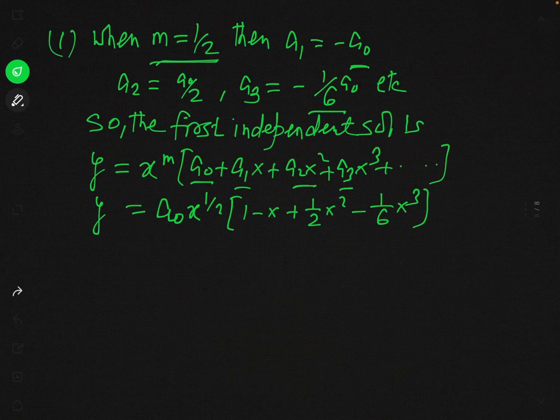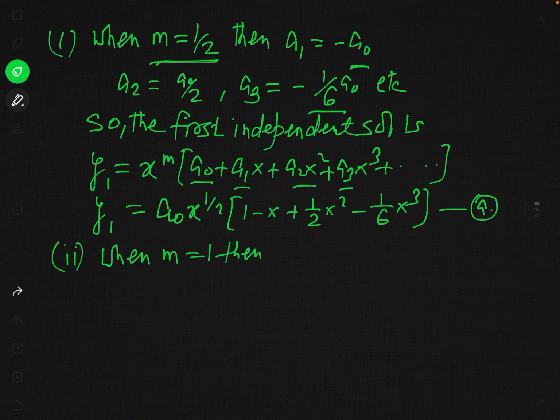So this is the first independent solution and we write this first solution as y1, for convenience. Now to get the second independent solution, we will substitute the second root of the indicial equation, that is m equal to 1.